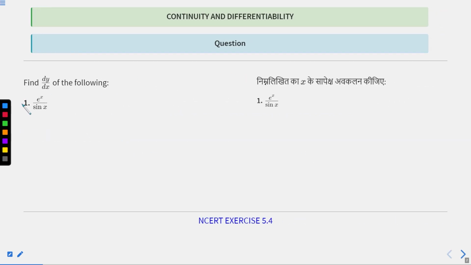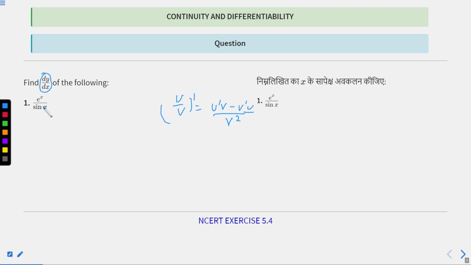So we have to find the derivative of it, dy over dx. One way is that we can clearly use the quotient method. If you remember the quotient method, (u by v) whole derivative is equal to, in the denominator v square, u derivative v minus v derivative u, this way.